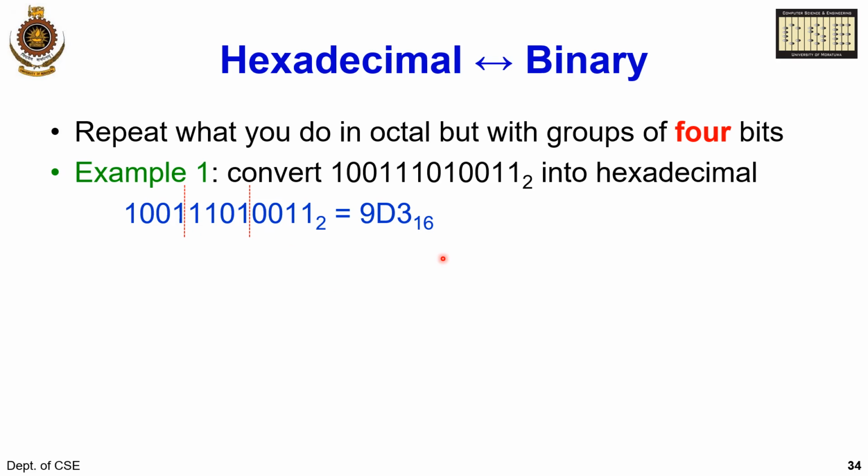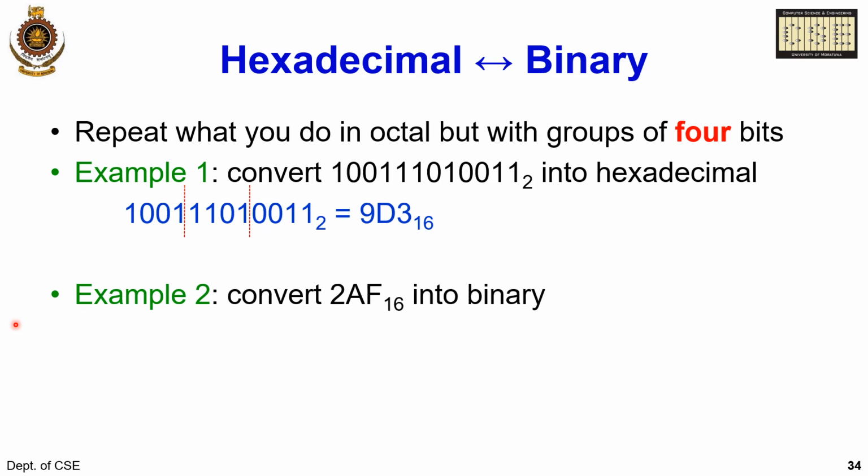There you go. How do we do the reverse? Exactly like before, we just do the reverse operation. So converting 2AF, this hex value, how do we convert it into binary? Each of these hex values, F, write it in 4 bits. A, write it in 4 bits, 1010. 2, write it in 4 bits, 0010. Just concatenate the sequence. There you go. You have the corresponding binary value for this hex value.